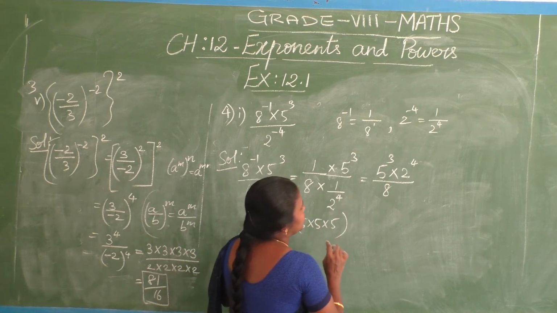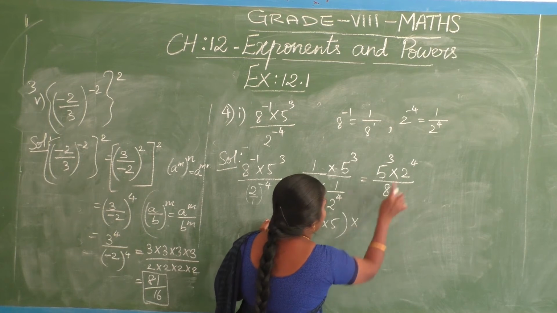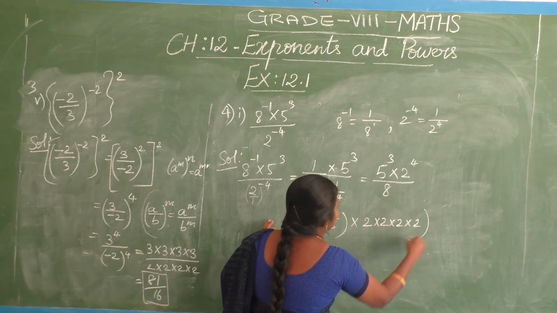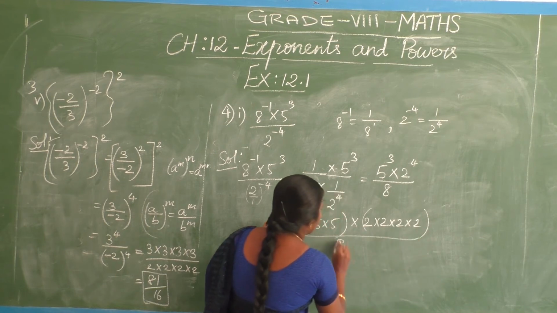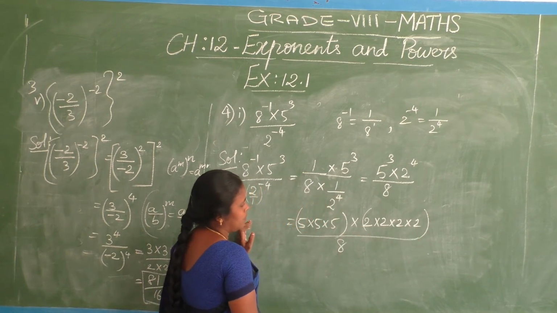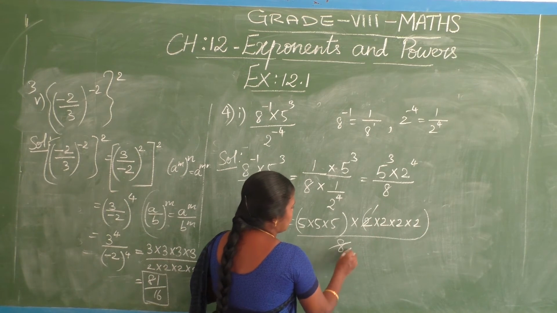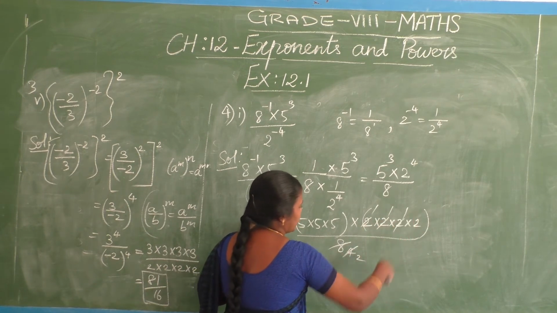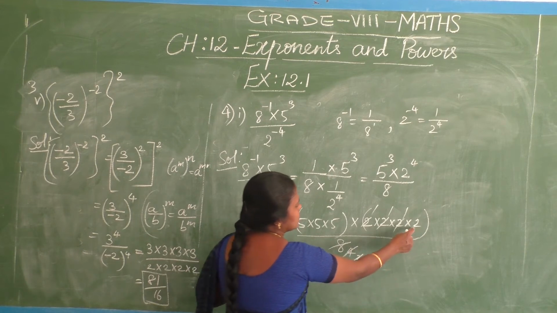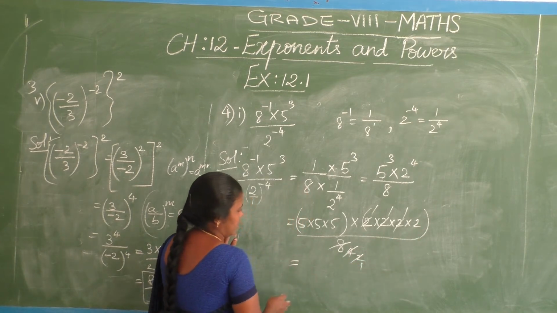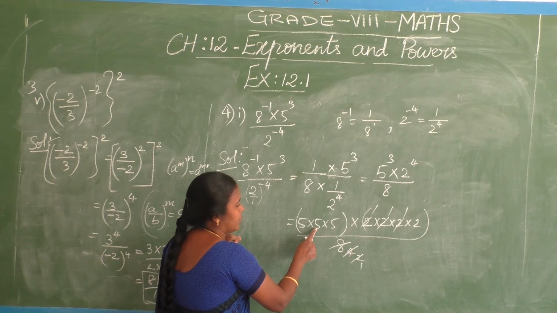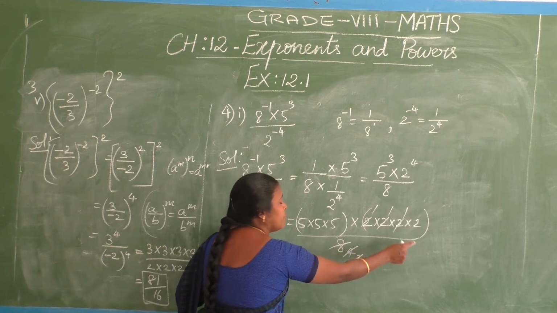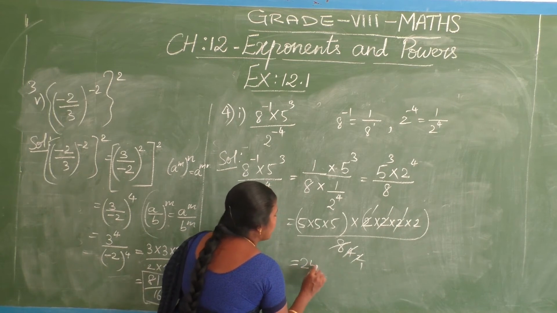Any possibility to cancel? Yeah, this can be written. 2 power 4 can be written as 2 into 2 into 2 into 2, which is 8. Understood? 1 2 is 2, 4 2s are 8. 1 2 is 2, 2 2s are 4. 1 2 is 2, 1 2 is 2. Which is remainder? 2 only remainder here. So 5 5s, 25. 25 5s, 125. 125 into 2, nothing but 250.